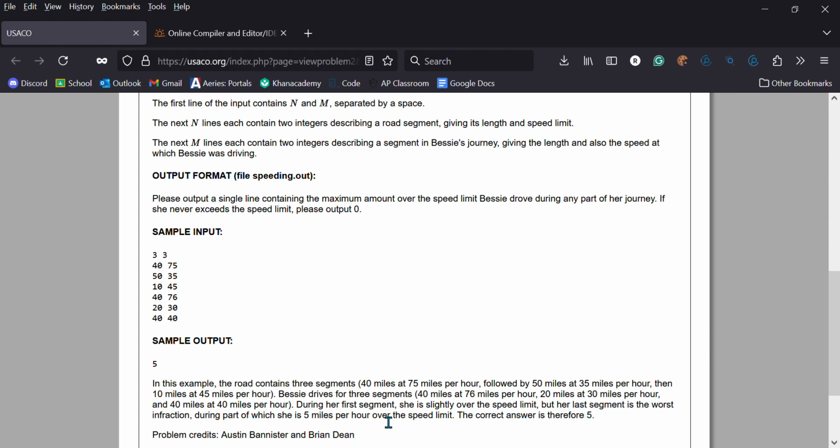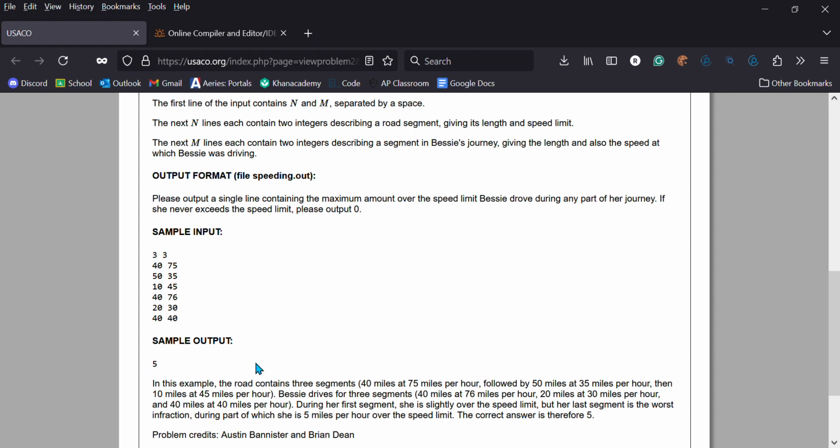During her first segment, she's slightly over the speed limit. So, in the first 40 miles, you're only supposed to drive 75. In her first 40 miles, she drove 76, meaning she was 1 over the speed limit. And in the next 50 miles, you're only allowed to drive 35. In the next 20 miles, she drove 30. That means in the remaining 30 miles of this 40, she's also supposed to drive 35. But she drove 40 in those 30 miles, meaning she went 5 over the speed limit. And in the last 10 miles of her journey, she drove under the speed limit. So her answer would be 5.